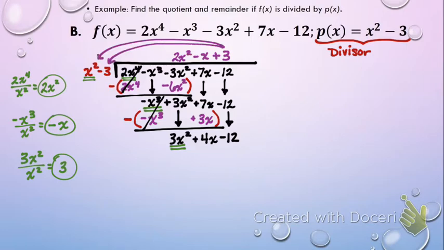So I get 3x squared and negative 9. We're going to subtract that entire polynomial. 3x squared minus 3x squared, 0. That's going to cancel out. What do we do with the 4x? Drop it down.